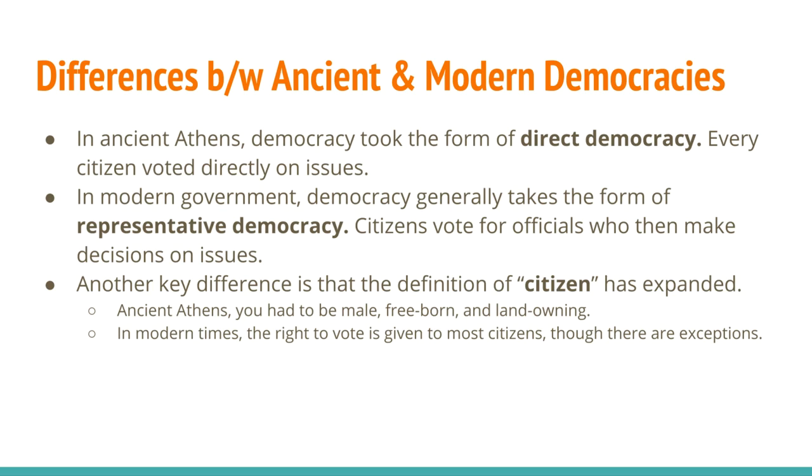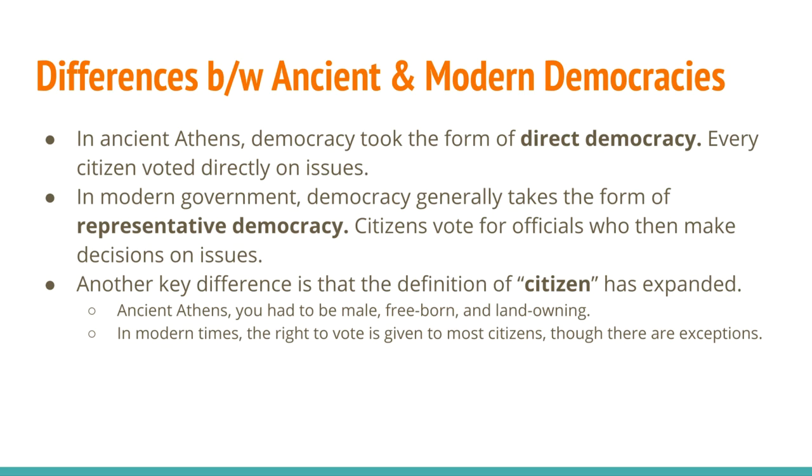In modern government, democracy generally takes the form of representative democracy. Right? So if you look out across most of the modern Western civilization, and including some even Asian societies, you have representative democracies. Okay, this is again citizens voting for officials who then make decisions on issues, right? Which is the definition of government, right? That's where decisions are made, and politics is how those decisions are made.